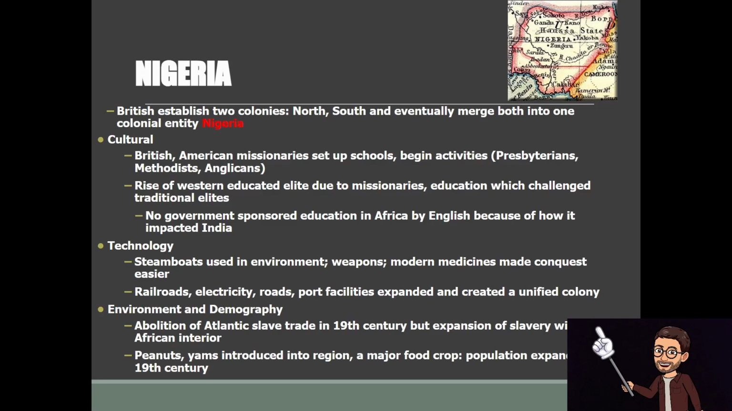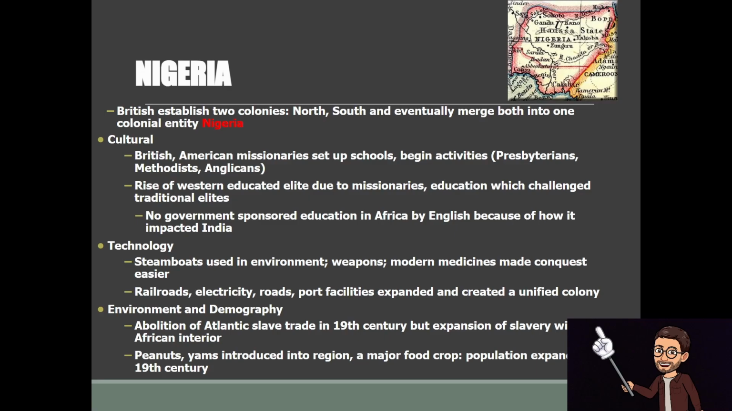Education is going to challenge the role of traditional elites. Because the only way you could get educated was to go to these missionary schools. Because there's no government-sponsored education in Africa by the English. Because they realized, oh man, if people become educated, they're probably going to rebel against us. So we're not going to set up government-sponsored education. Because that's what happened in India. And the British realized they're having trouble in India.